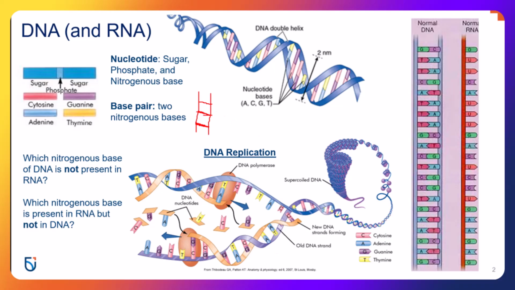Now, RNA is closely related to DNA, but there are key differences. RNA, first of all, is usually single-stranded versus double-stranded like we see with DNA. And RNA uses uracil instead of thymine. In other words, thymine is found in DNA but not RNA, and uracil is found in RNA and not DNA. This difference is important for how information is copied and used in the cell.